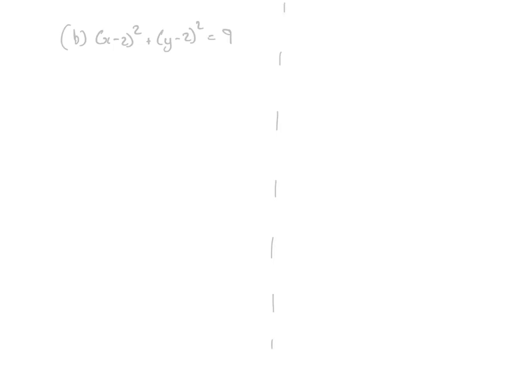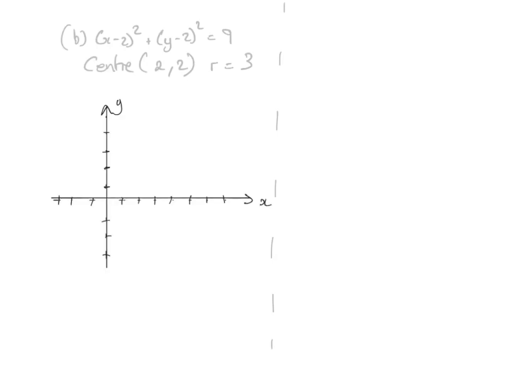So part B, what sort of graph are we looking at here? Well, again, it's something that you do need to be able to recognise, and you should be recognising it as a circle. It is a circle that has a centre at 2, 2 and a radius of 3. So therefore we are starting with a centre at 2, 2. So 2, 2 is there. Now this is going to be difficult for me to draw, but hopefully you'll just get the idea of it.